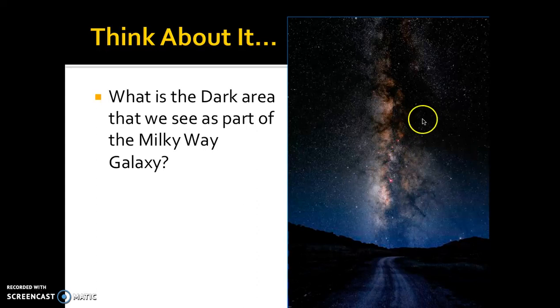Take another look. What's the dark area that we see as part of the Milky Way galaxy? Take a moment, pause the video, and think about it. What is the dark area? Okay, hopefully you've thought about it and could come to the conclusion that this dark area is the gas and dust that's blocking out that background starlight area, showing you that our Milky Way galaxy is made up of stars, gas, and dust.